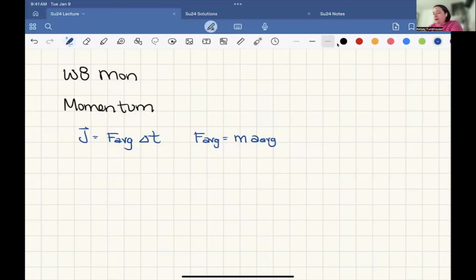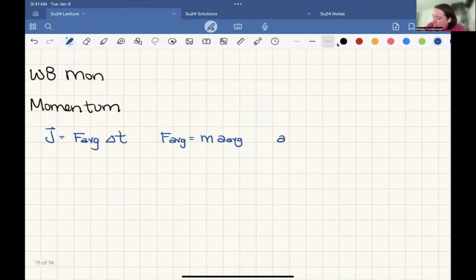To start out, we have the impulse equation, where it's the average force times the time interval. And I'm also going to treat the average force as mass times the average acceleration, not average velocity. The equation for average acceleration is just the equation we initially learned for acceleration: v final minus v initial over the time interval.